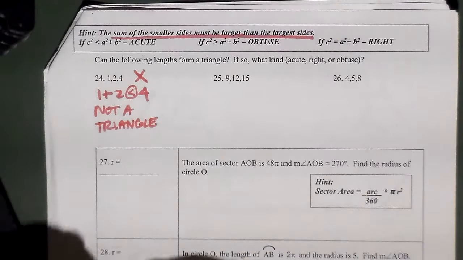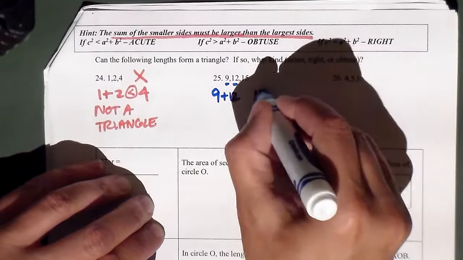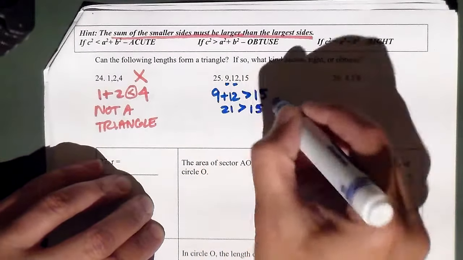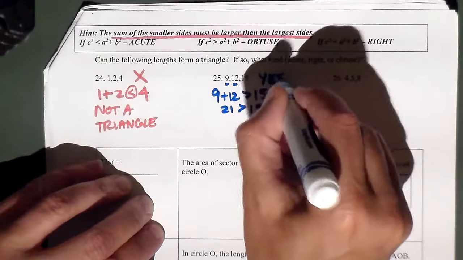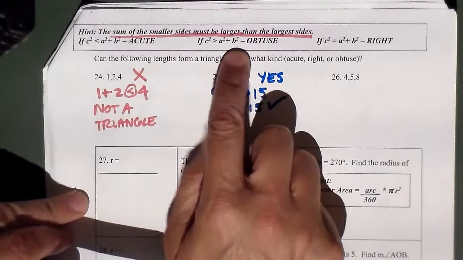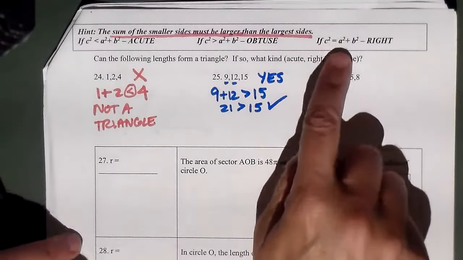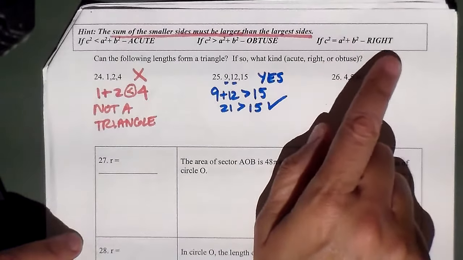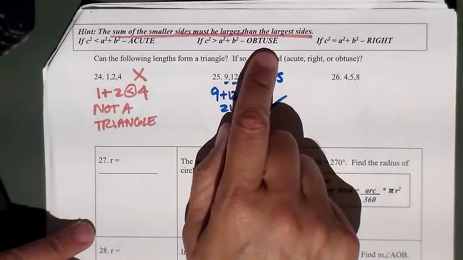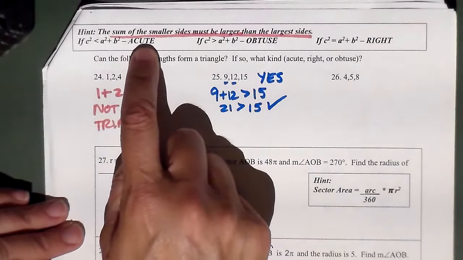So let's look at 25. I'm going to compare 9 plus 12, my two smallest sides, to 15. Is 9 plus 12 larger than 15? Yes. 21 is larger than 15, so yes, this is a triangle. So now the question is, what kind? Well, this is how you determine what kind. You're going to compare c squared to a squared plus b squared. If c squared equals a squared plus b squared, it's a right triangle. If c squared is larger than a squared plus b squared, it's obtuse. That means there's one big angle. If c squared is smaller than a squared plus b squared, it's acute.